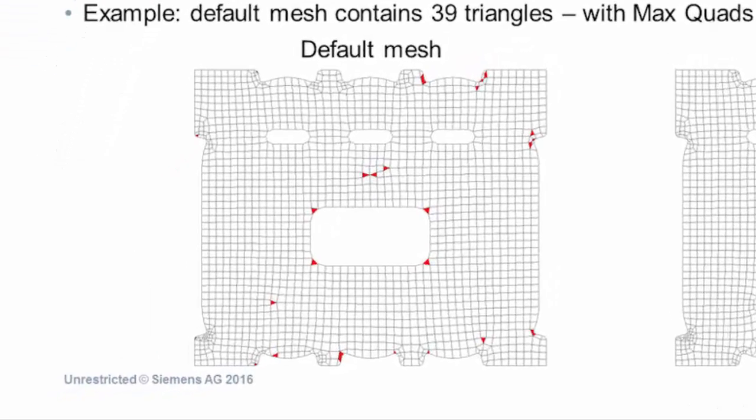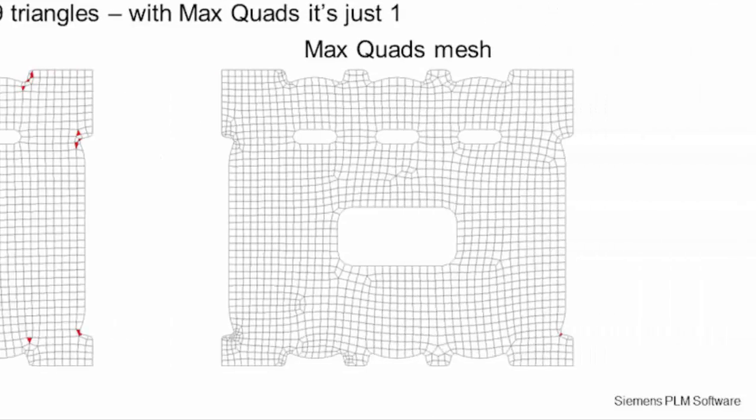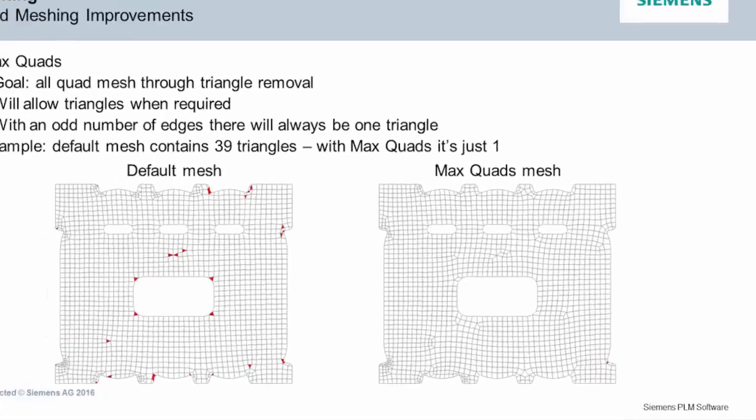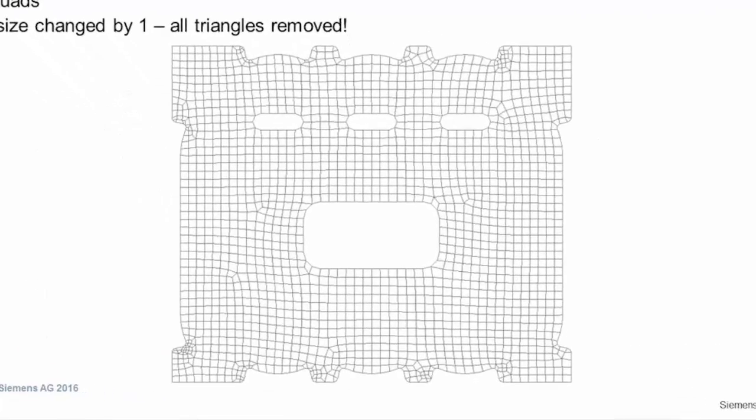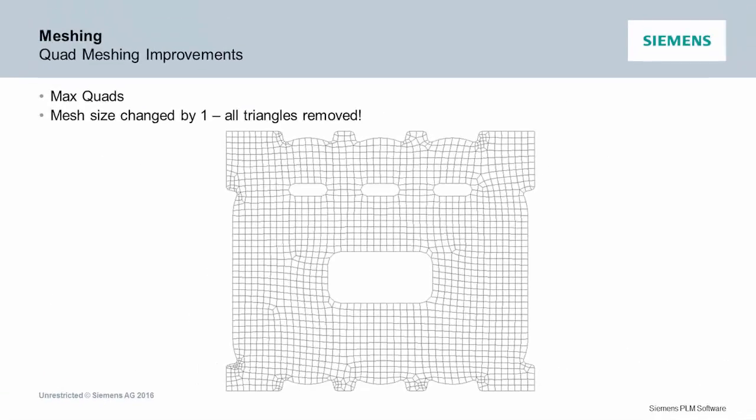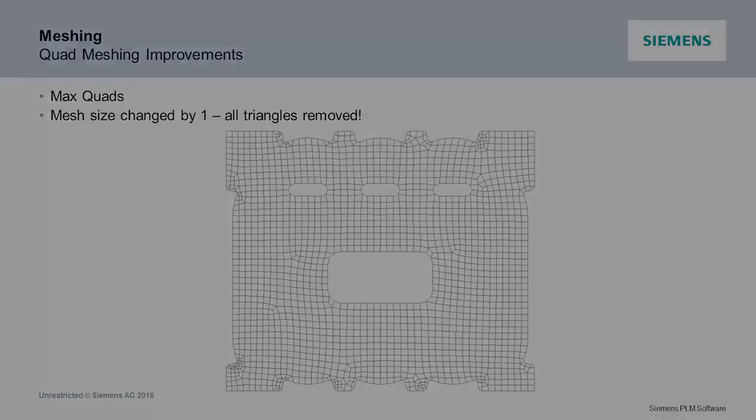So here's the default mesh, and if you don't turn on the max quads, this is what you still get. You turn on the max quads, it just takes those triangles out, and since there's an odd number on the periphery here, you have to have at least one triangle. But then if you change that to one mesh size, you can get an all quad mesh. So if you want an all quad mesh now, you can get one.